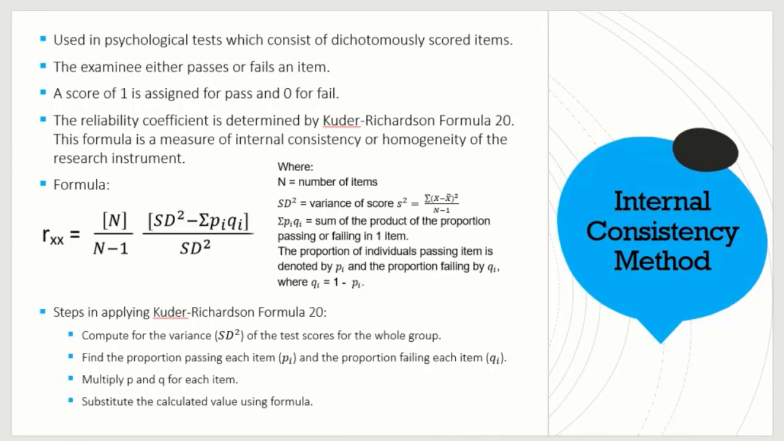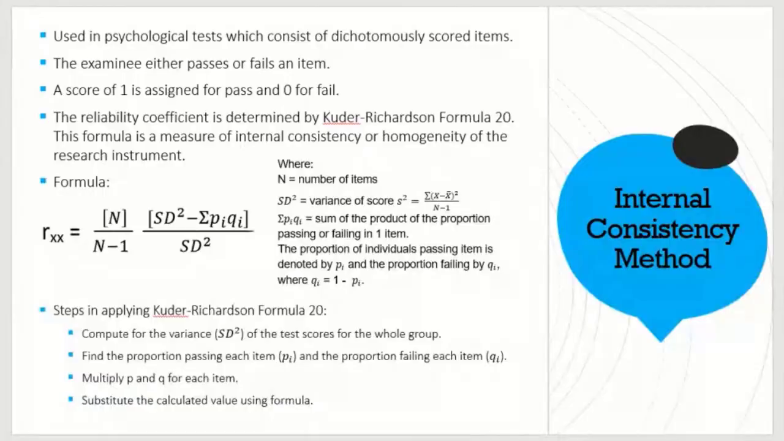So steps in applying Kuder-Richardson formula 20. First, compute for the variance of the test scores for the whole group. Find the proportion passing each item PI and the proportion for failing each item QI. Multiply P and Q for each item. Substitute the calculated value using the formula. Okay, let's try to do this.